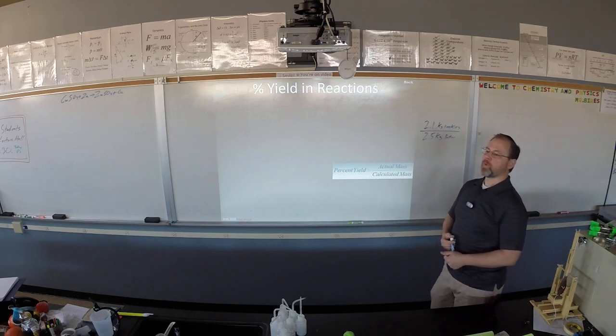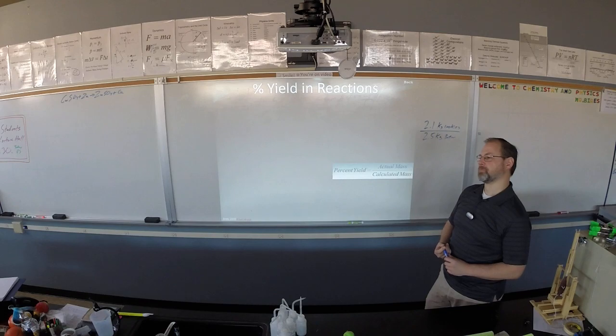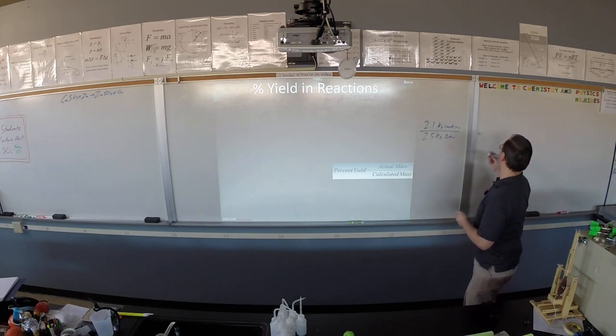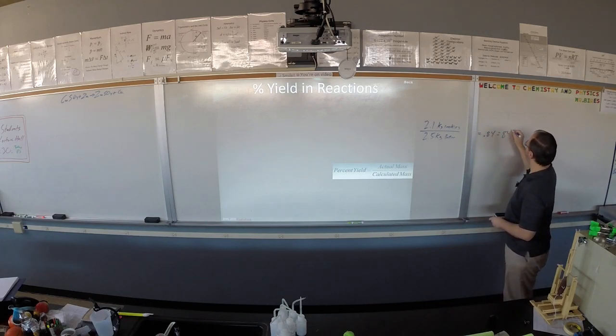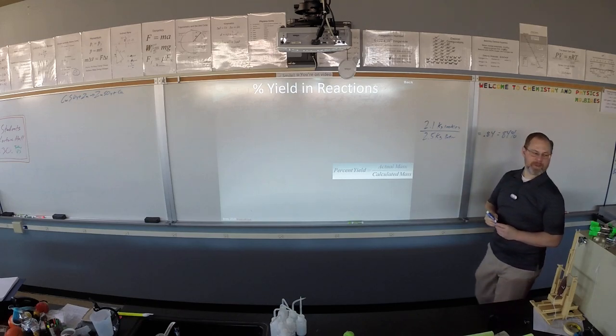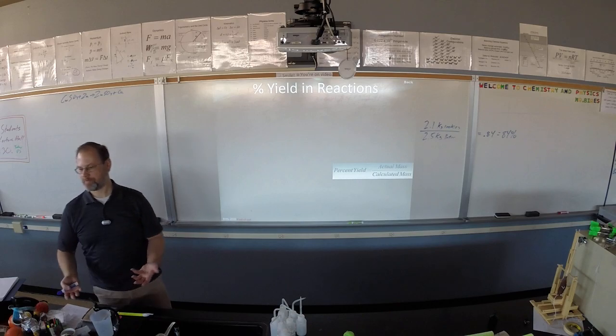Alexa, what is 2.1 divided by 2.5? 2.1 divided by 2.5 is 0.84.